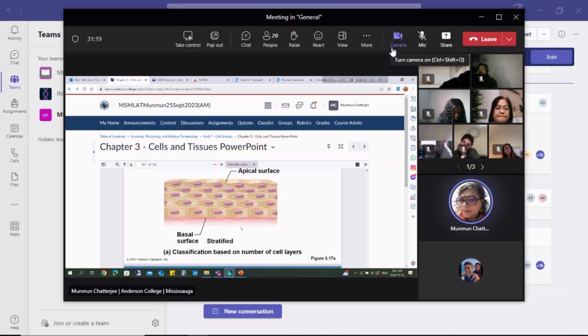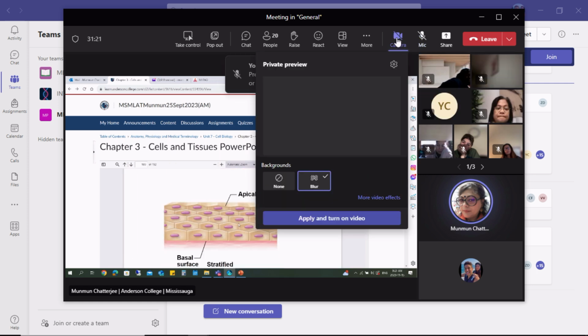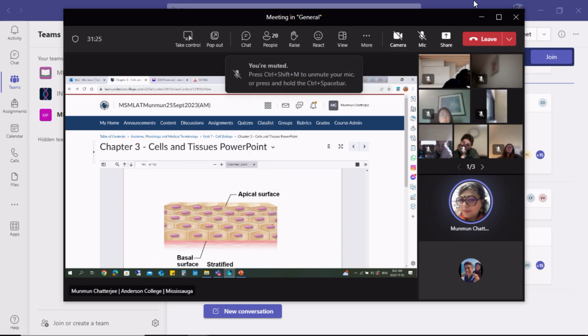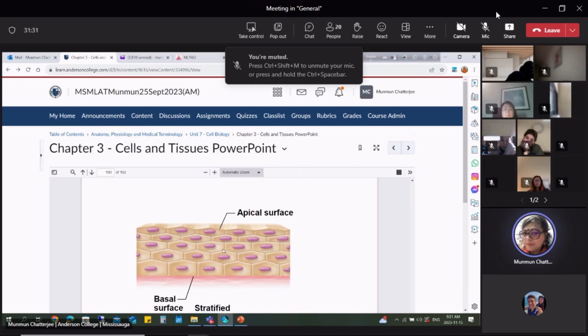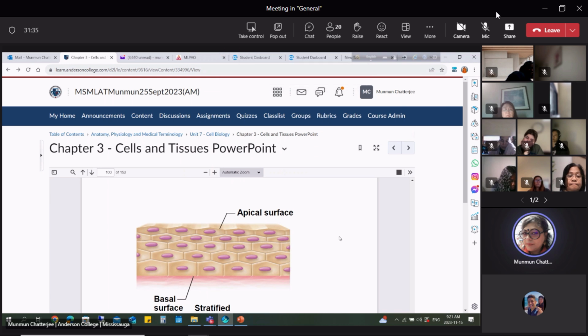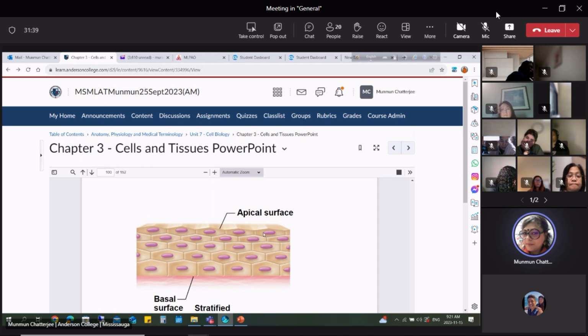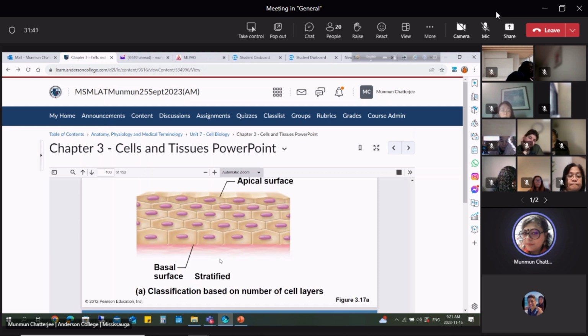Then it's called the stratified. So how many layers do we have? 1, 2, 3, 4, 5. Five layers. There are no pores or anything. They said avascular. There is no blood supply. Nothing is going on. And these all have the top, which is the apical surface, and below is the basal surface.